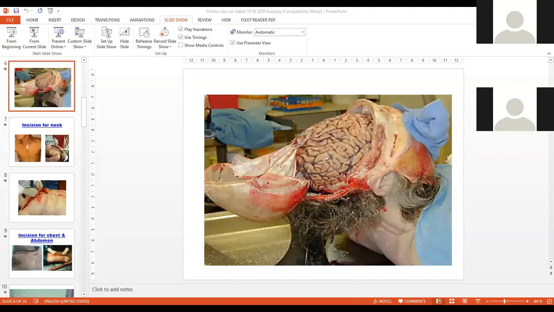आवाज आ रही है बेटा? हेलो, आवाज आ रही है? हेलो, आवाज आ रही है?